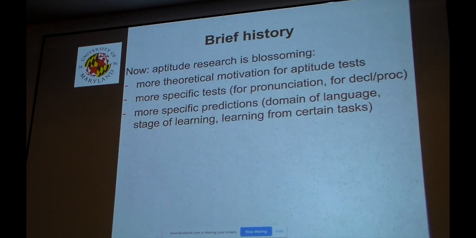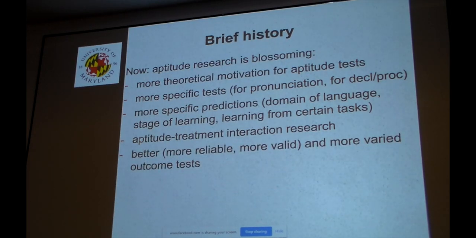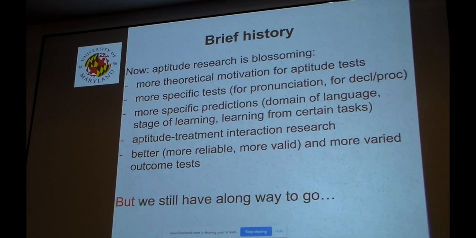And that's very important, because I think the biggest mistake throughout the history of SLA research is overgeneralization. Doing research with 20 people on how they learn two types of consonants and then say, this is how second language acquisition works. I'm only exaggerating a little bit. We have seen way too much of that. So aptitude treatment interaction research is another part of what I think makes contemporary research more interesting. And of course, we have better, more reliable, more valid, more varied outcome tests than before, even though a lot remains to be done in that area also.